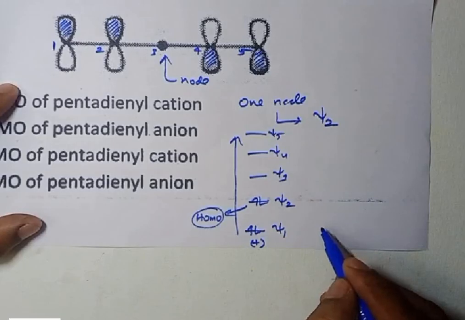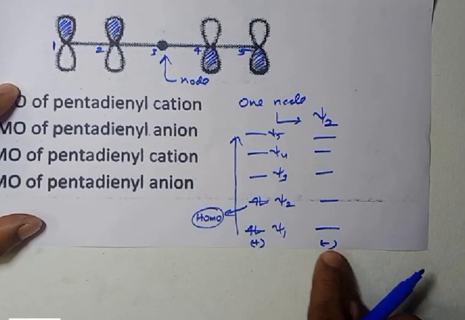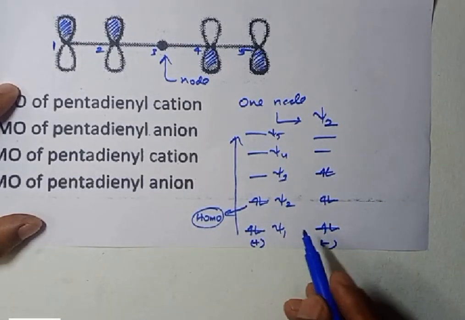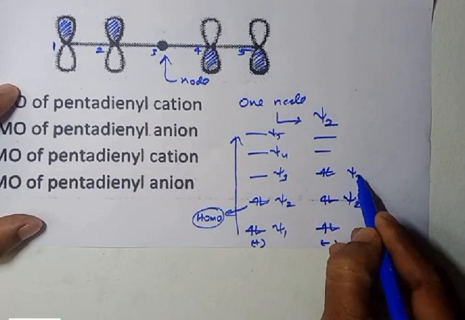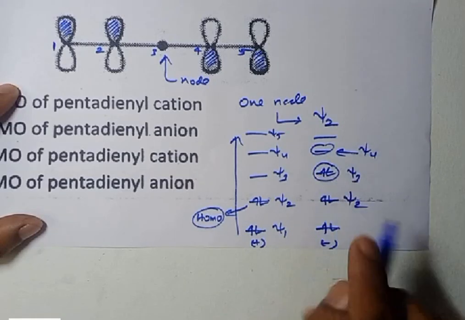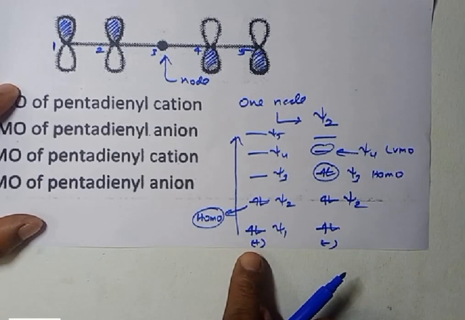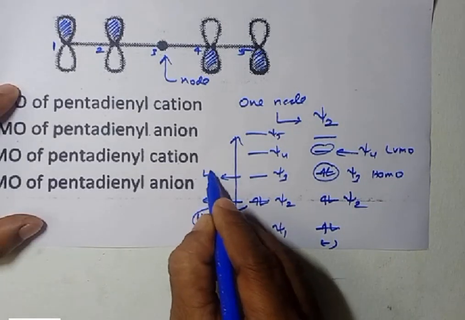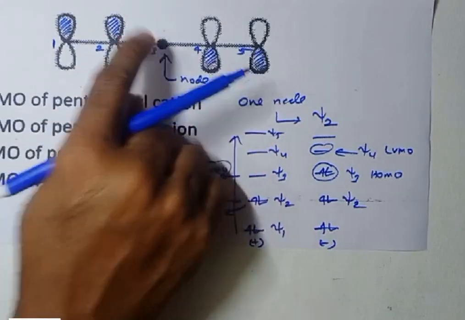If it is an anion, what will happen? An anion contains 6 electrons. So we place 2 here, 2 here, 2 here. In the case of an anion, psi 2 is not the HOMO. Psi 3 is actually the HOMO and psi 4 is the LUMO. Okay, psi 4 is the LUMO. Are you able to understand this? In the case of a cation, psi 2 is the HOMO, psi 3 is the LUMO.